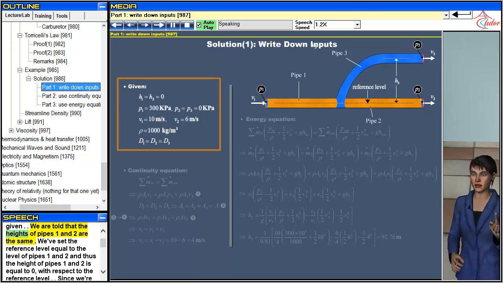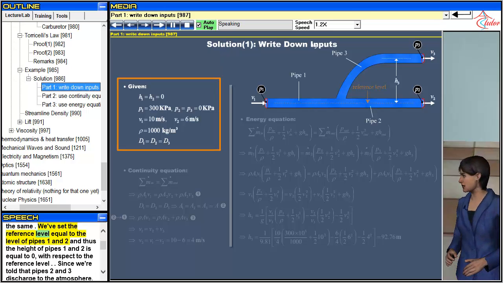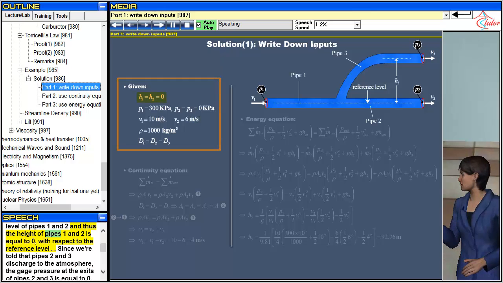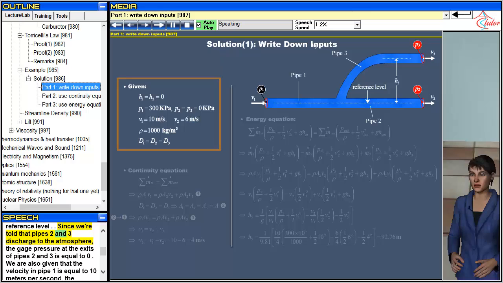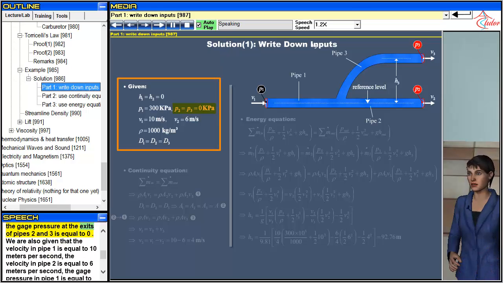We are told that the heights of pipes 1 and 2 are the same. We've set the reference level equal to the level of pipes 1 and 2. And thus the height of pipes 1 and 2 is equal to 0, with respect to the reference level. Since we're told that pipes 2 and 3 discharge to the atmosphere, the gauge pressure at the exits of pipes 2 and 3 is equal to 0.